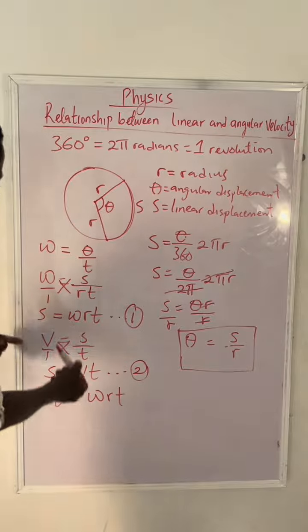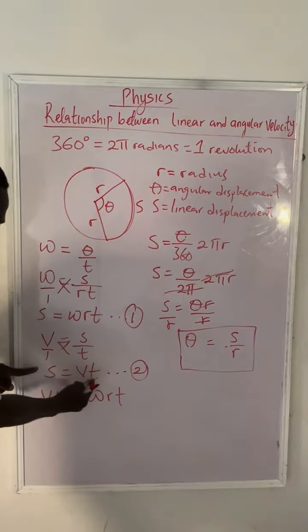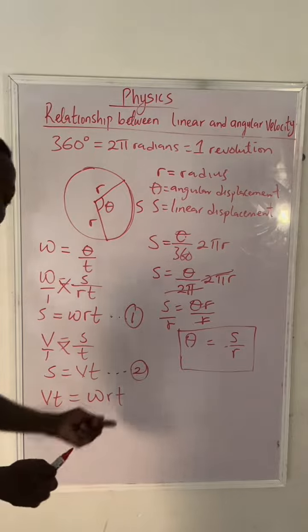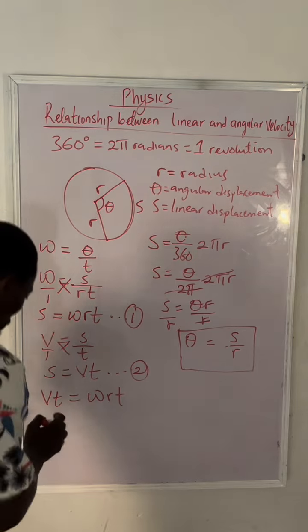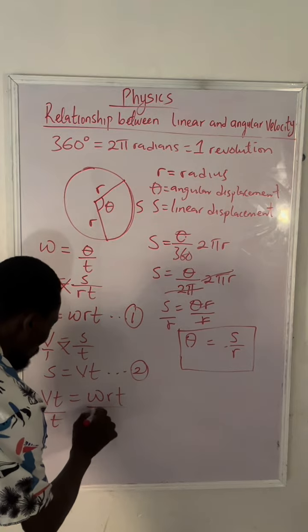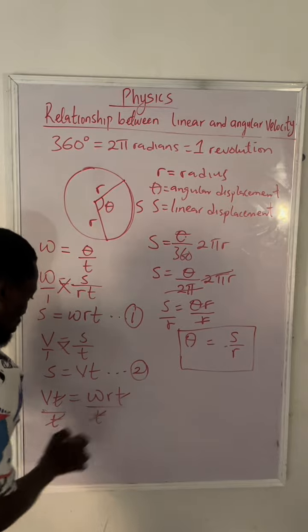Because s is this, s is also this, so this can be equal to this. That's exactly what we are doing there. So now we can divide both sides by t, because t is on both sides. We divide this by t, divide this also by t. So t will cancel t, and t will cancel t here also.